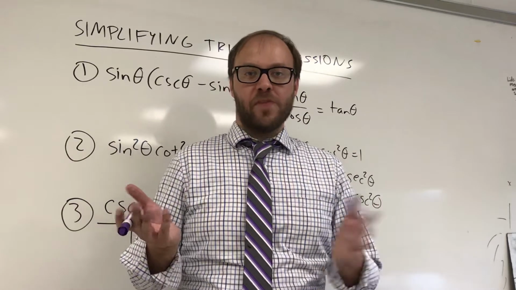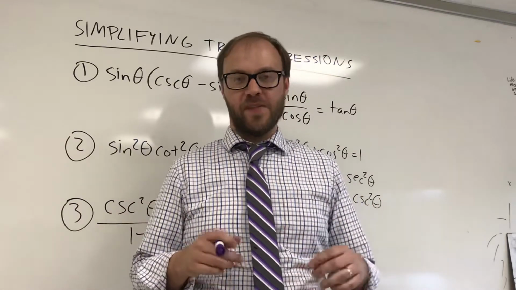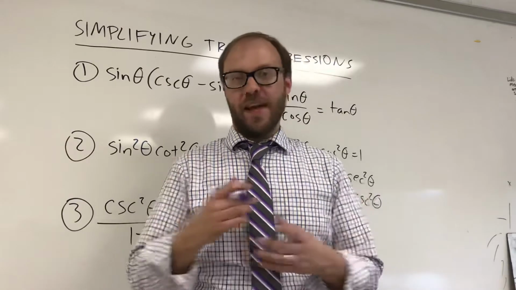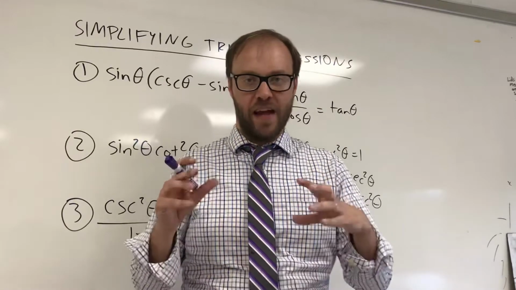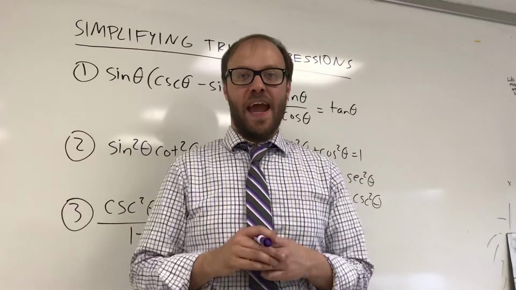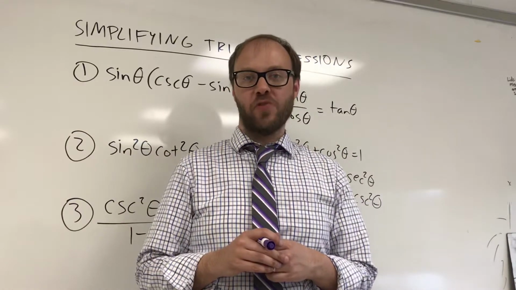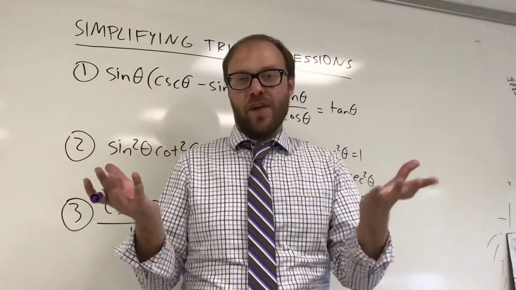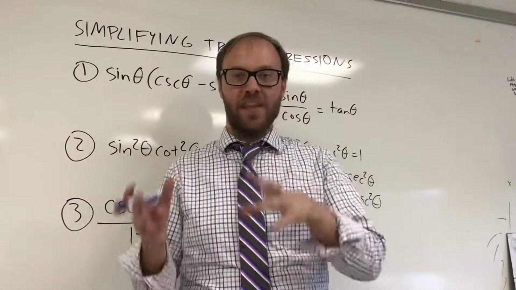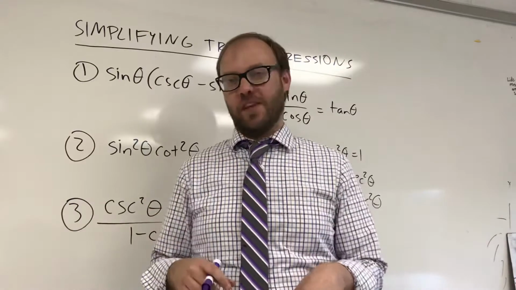I've got a couple of examples here of trig expressions that can be simplified using trig identities. The basic concept is that you're going to get a complicated expression and you're going to try to break it down by replacing statements with things that are equivalent, okay?